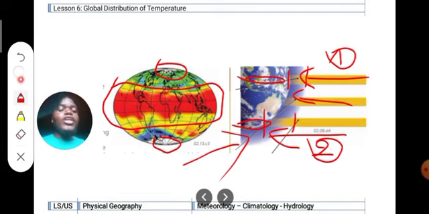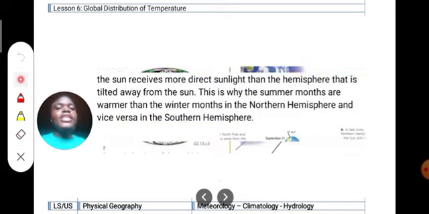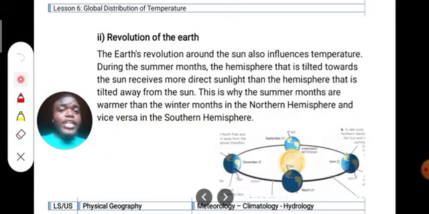Okay, away from that, let's look at the revolution of the Earth and its impact on the temperature distribution of the world. This is the second astronomical factor that has a great role to play as far as temperature distribution over the world is concerned. The Earth's revolution around the sun also influences temperature.